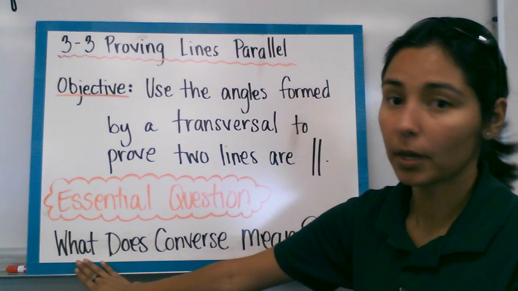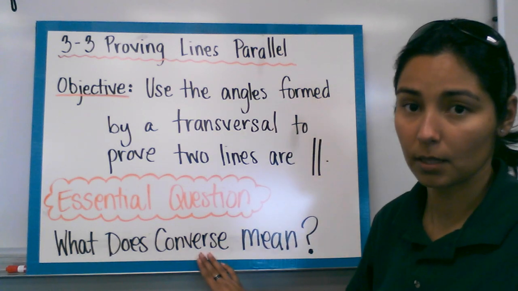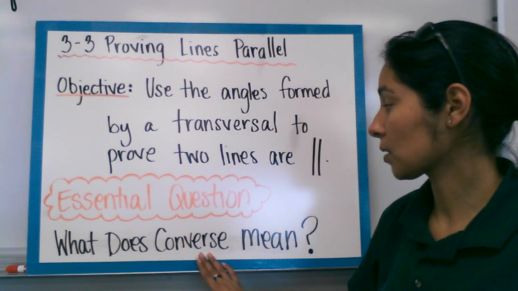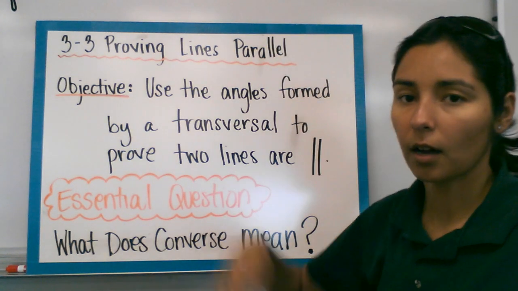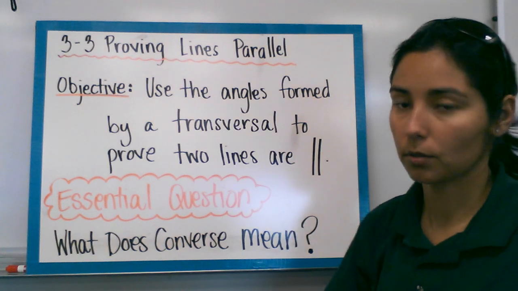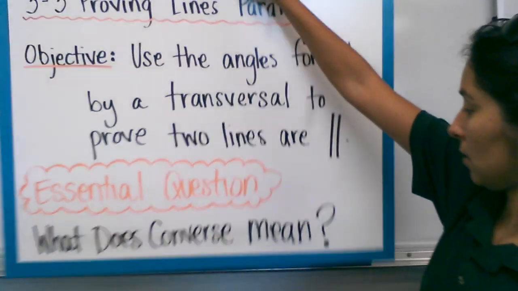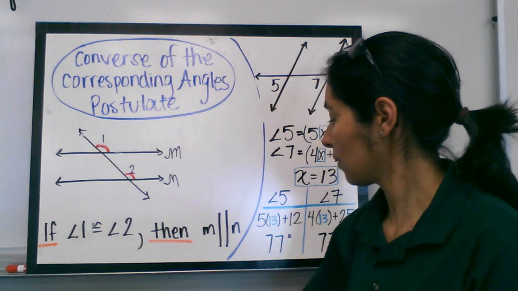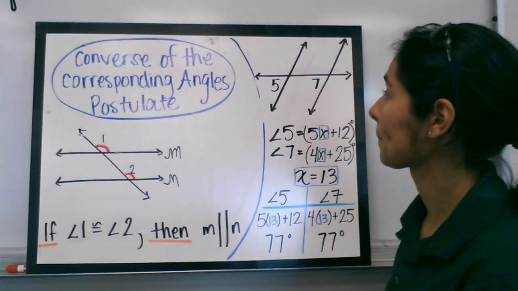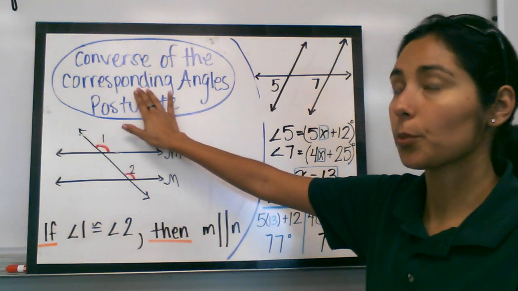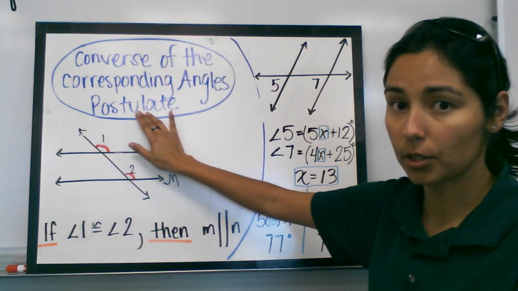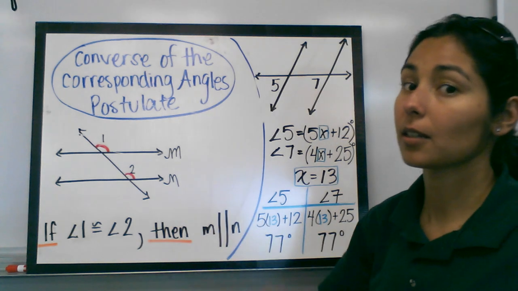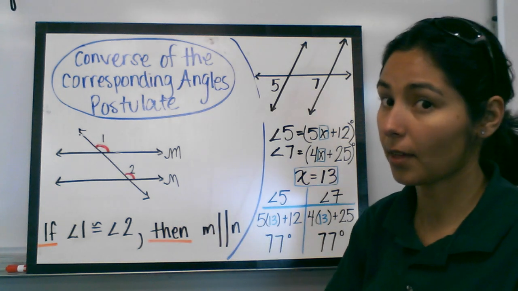First, we need to talk about what converse means. Converse is something that is the opposite of, or not. When you put not in front of a statement, it's the opposite of the original statement. That's going to be very important to what we're doing today. Alright, so 3.2, like I said, we talked about the corresponding angles postulate. This lesson talks about the converse, or the opposite, of that.